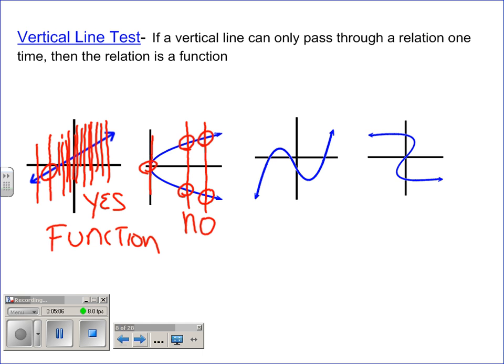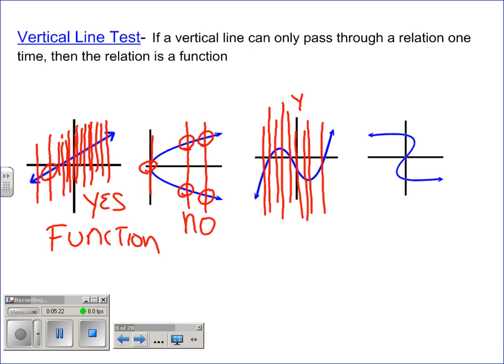Let's look at the next problem. I draw my vertical line, and again, this vertical line should be perfectly straight. So I'm doing my best to draw it parallel to the y-axis. Make sure it's always perfectly parallel to the y-axis. When I'm drawing my lines, you can see that there's no line that will go through this relation more than once. So yes, this is a function.